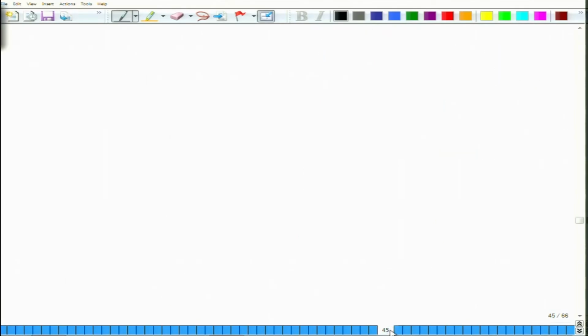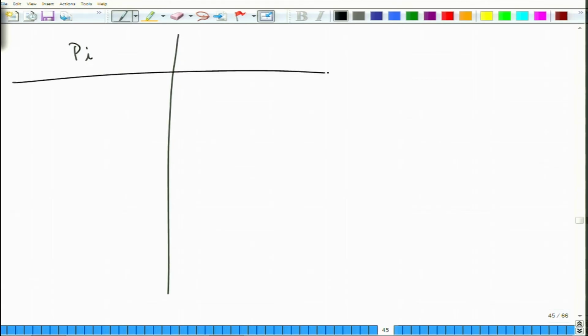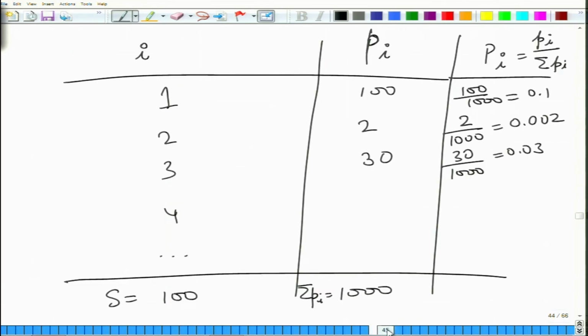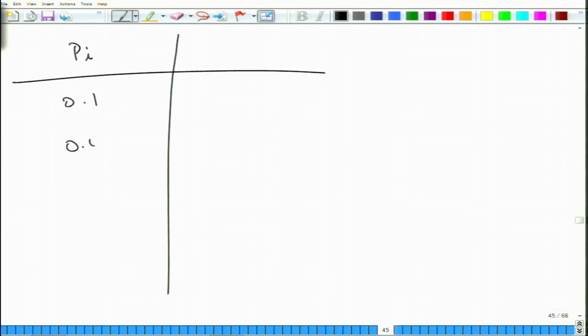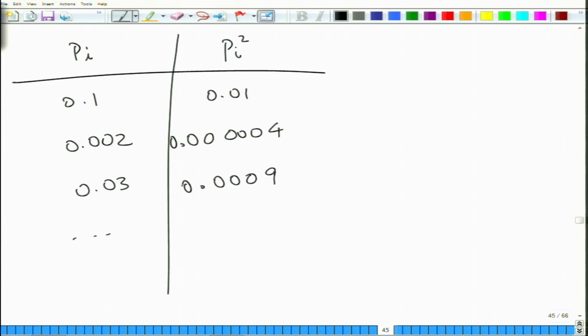So, let us draw it again. So, here you had Pi. So, Pi was 0.1, 0.002 and 0.03 and so on. So, you do a Pi squared and you get 0.01, and then this will be 4, 1, 2, 3, 4, 5. This will be 9 and so on. So, here you are having the Pi squares.